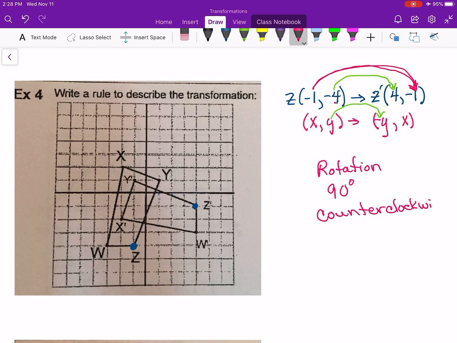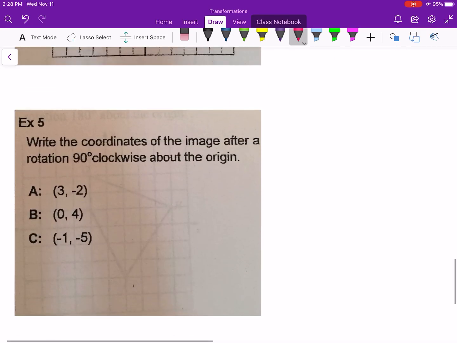When you're identifying a transformation, you have to say whether it's a rotation or reflection or a translation. So that's why we said rotation. How many degrees? What direction? But if you will take a set of points, translate it into x's and y's, then you'll be able to identify what happens.